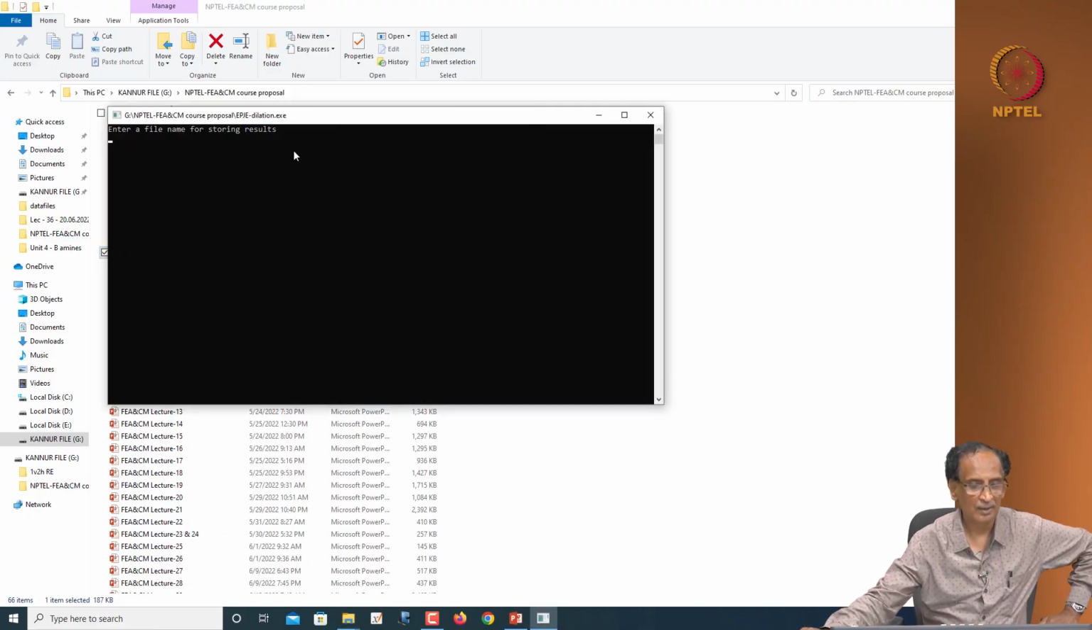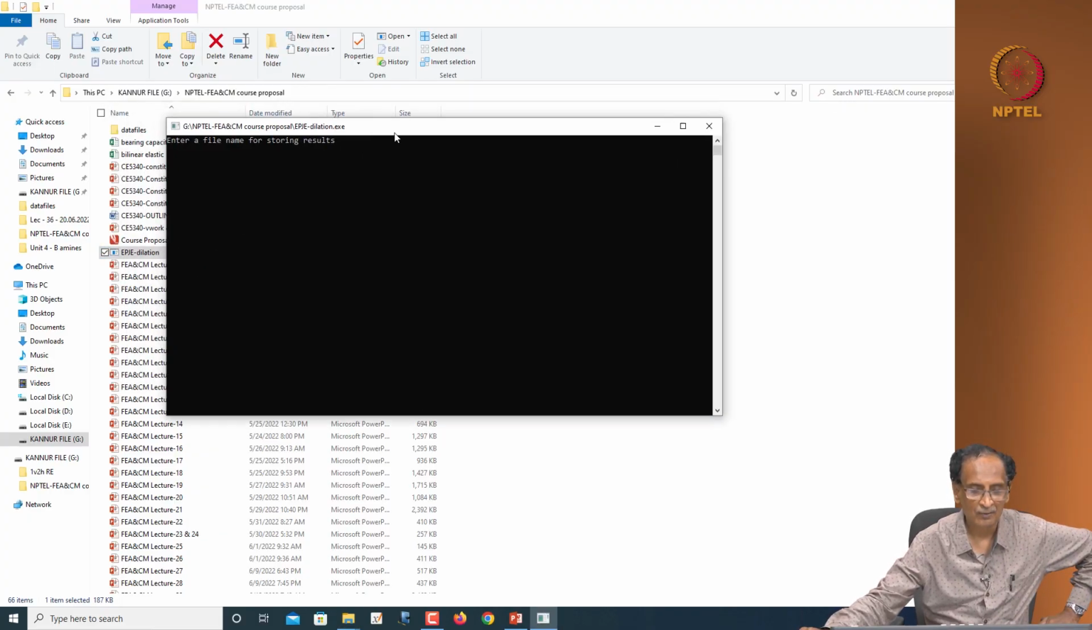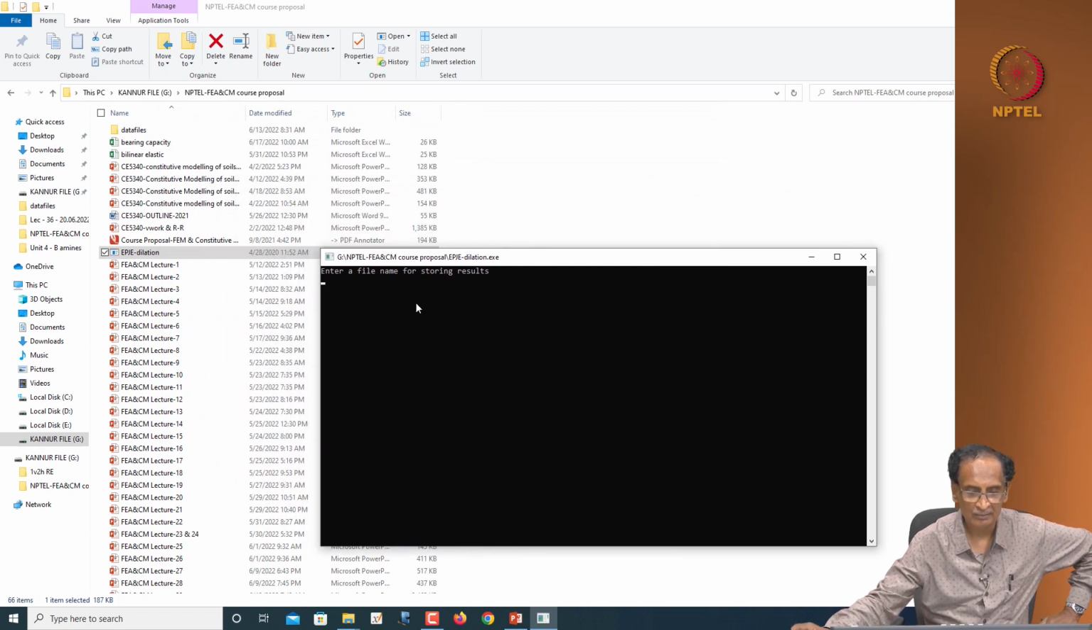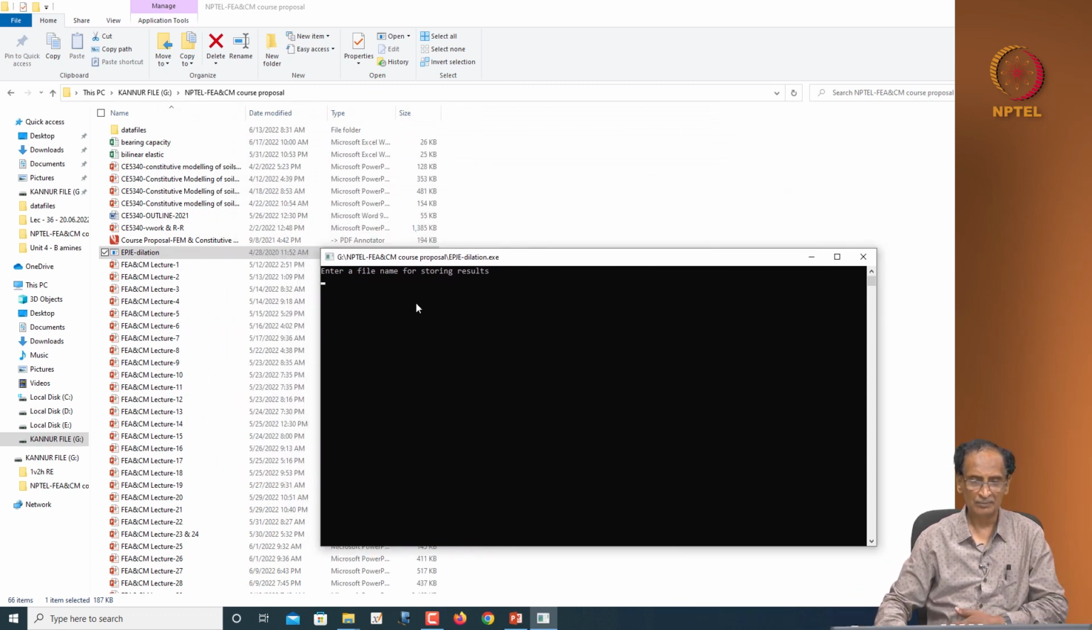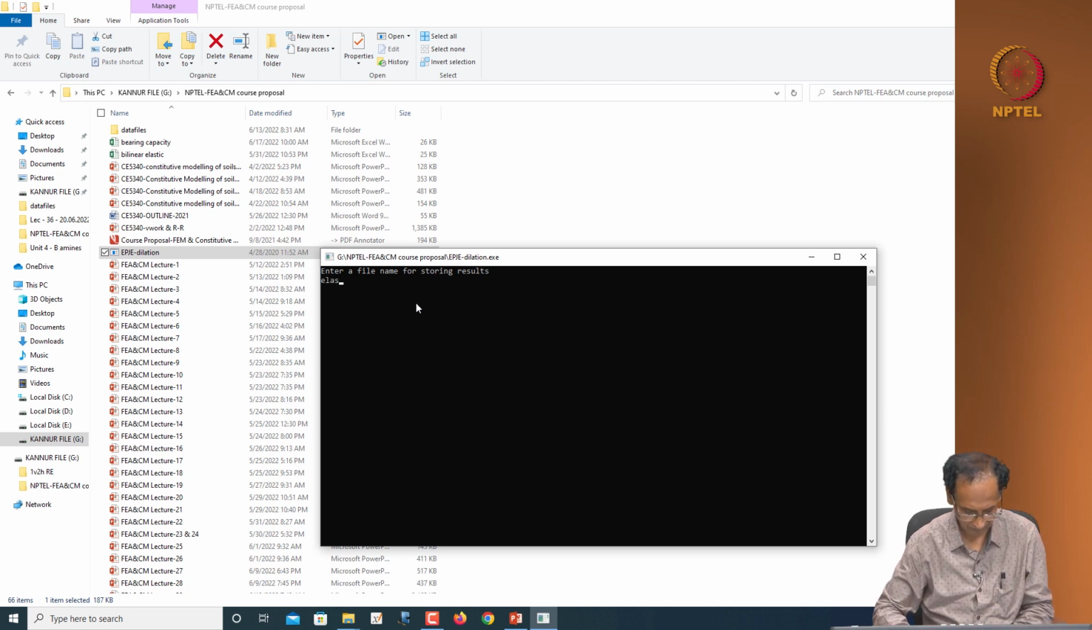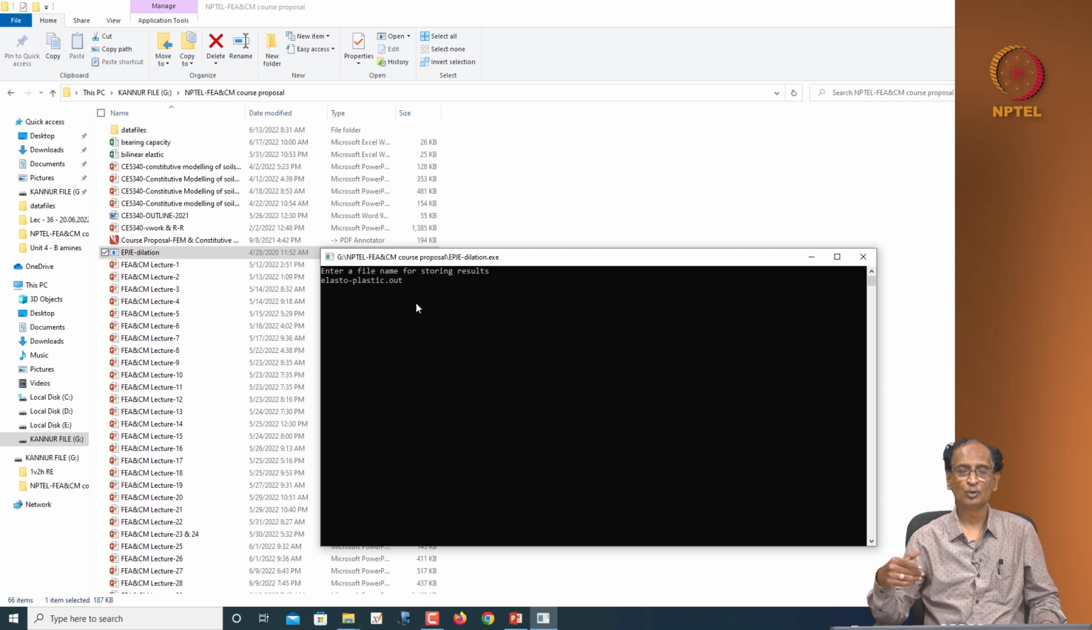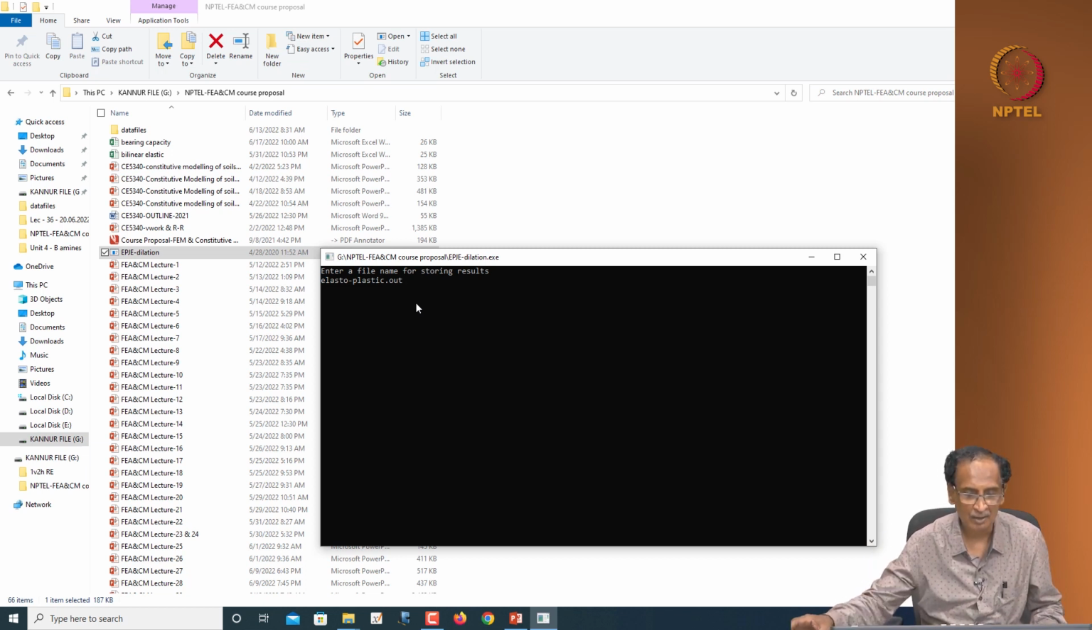So this is the program, and whenever you run the program, it will prompt for a file name to store the results. Let us say Elastoplastic. It will be a text file, so that you can open it within any editor and go through it. So I am calling this elastoplastic.out.